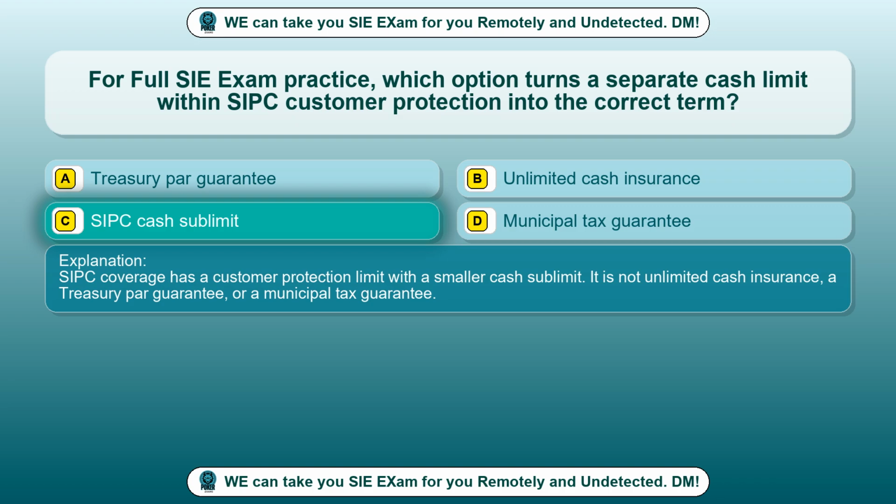SIPC coverage has a customer protection limit with a smaller cash sublimit. It is not unlimited cash insurance, a Treasury PAR guarantee, or a municipal tax guarantee.